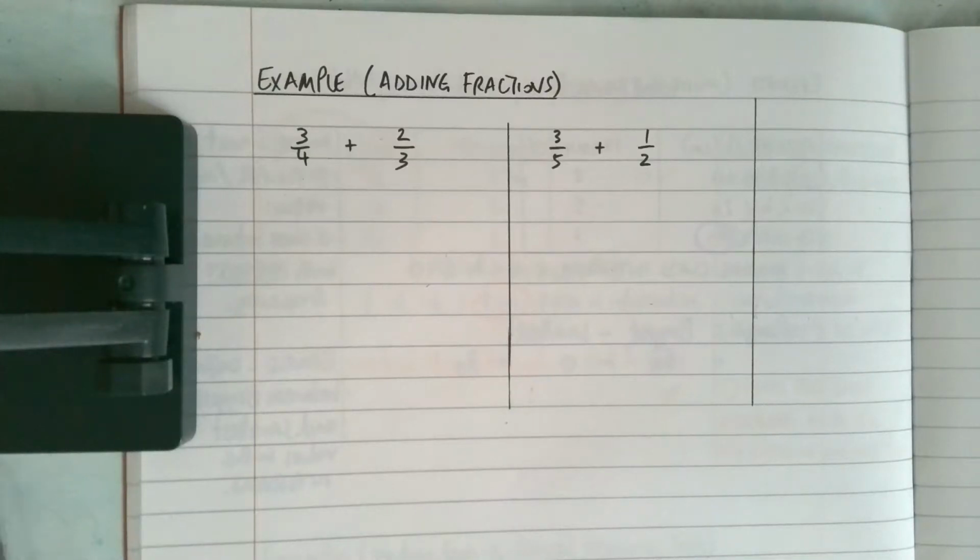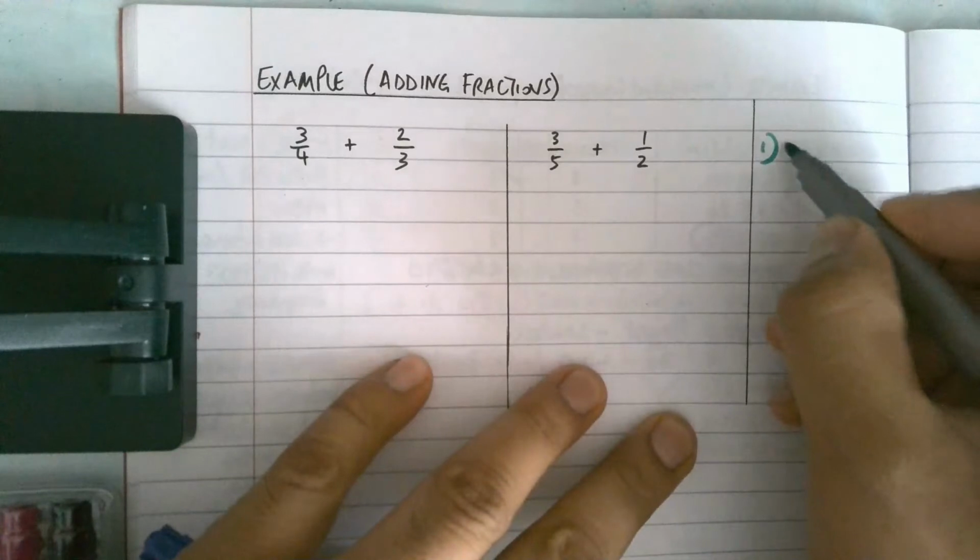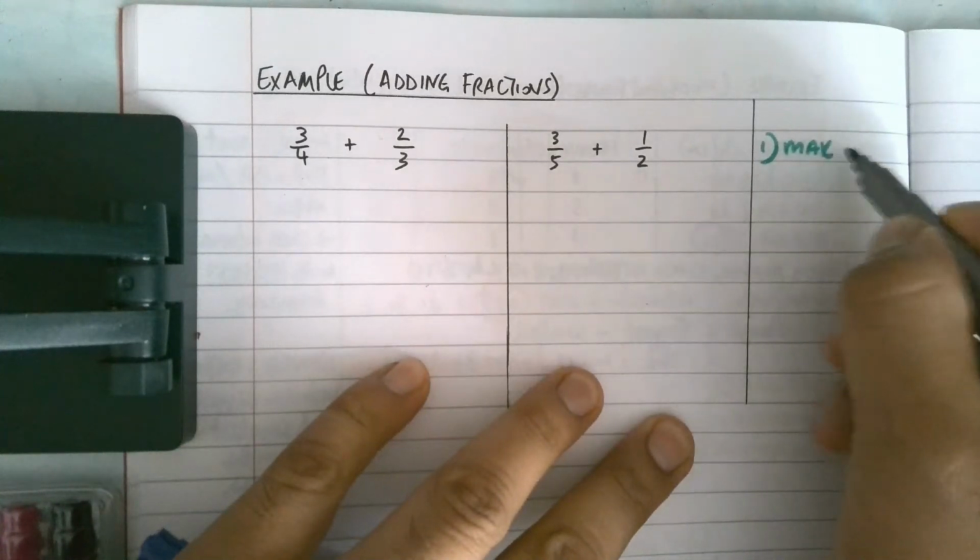Well, we're going to be adding simple fractions. So we've got 3 over 4 plus 2 over 3, and then 3 over 5 plus 1 half. To add fractions, we need to make the denominators the same.